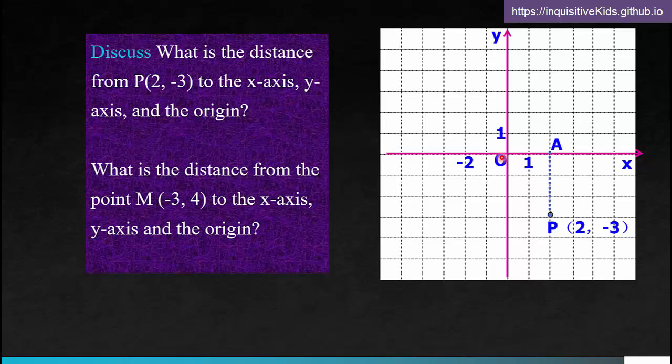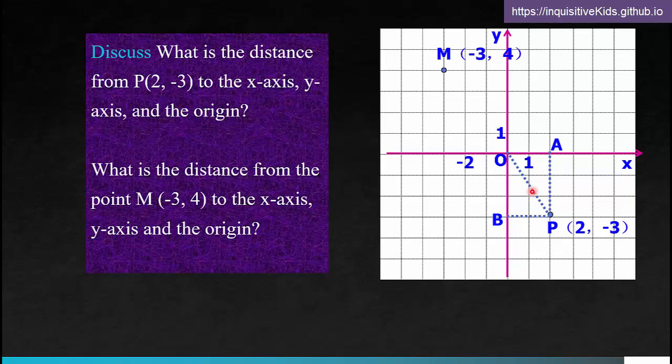So let's first do the first problem. We can first draw a perpendicular line from P to the x-axis, and that intersection point would be A, and this point here would be B. And then, after we find the distance from A to P and from B to P, we can use the Pythagorean theorem that we learned from Unit 1 to find this diagonal distance from O to P.